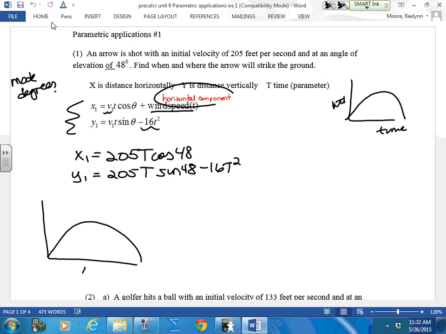This is your horizontal distance. This is your vertical distance. And time is right here. Time is running with us. That's the difference when we use your parametrics. So we're going to put this in your calculator.